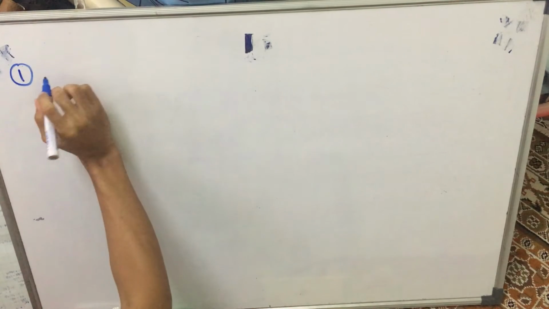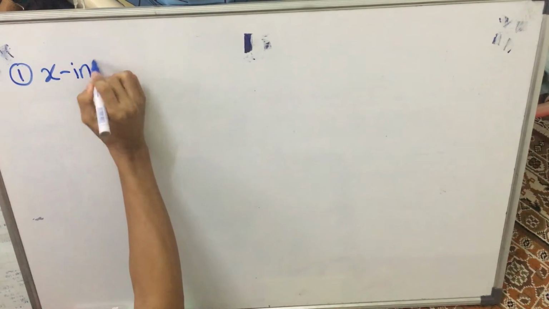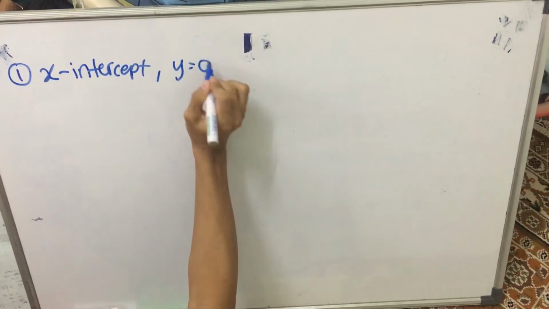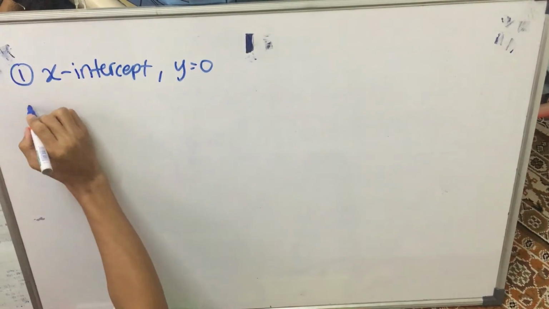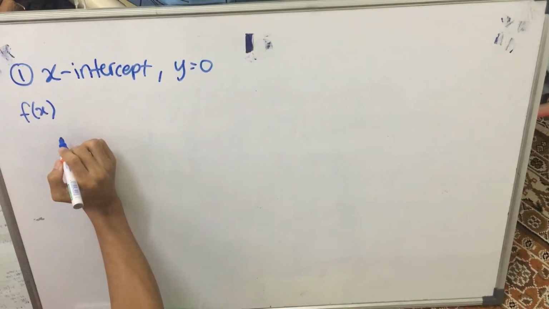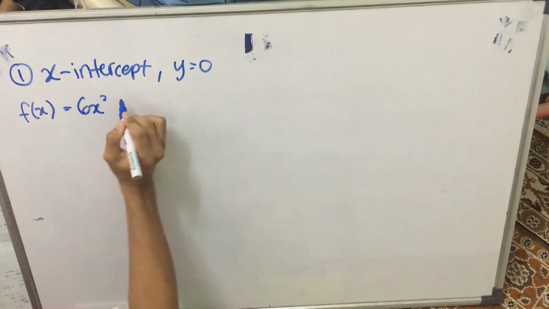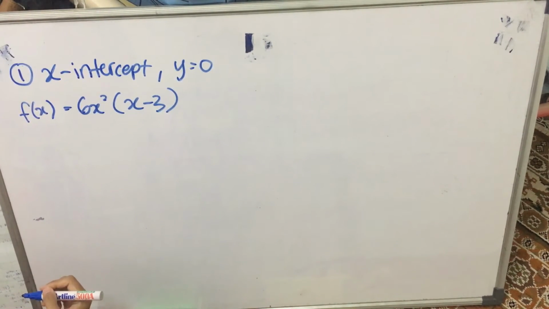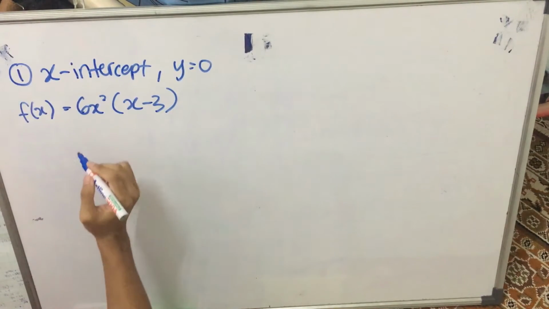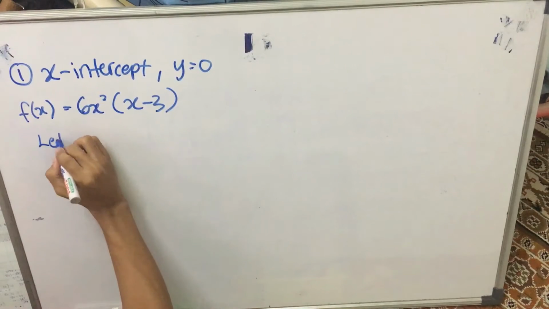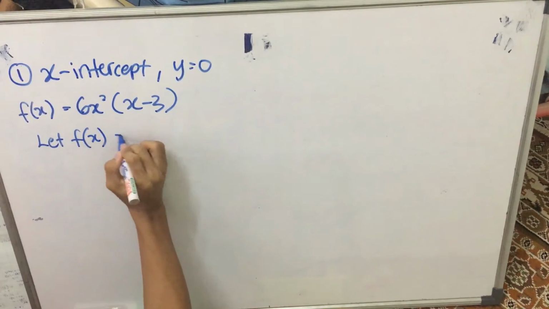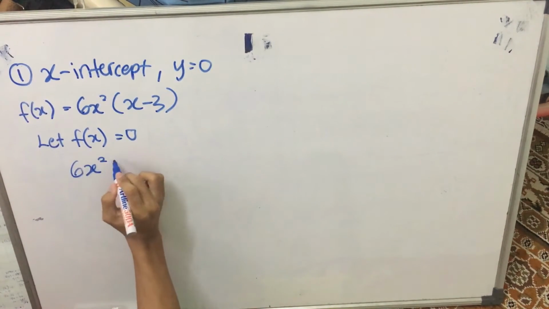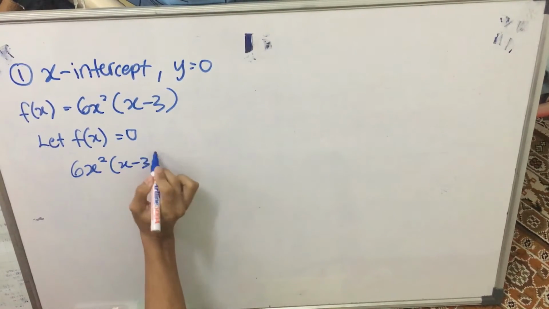So the first one, we determine the x-intercept. Use y equals 0. Let's say we got f(x) equals 6x squared times (x minus 3). The first thing we have to do is let f(x) equal 0. So we just write it down: 6x squared times (x minus 3) equals 0.